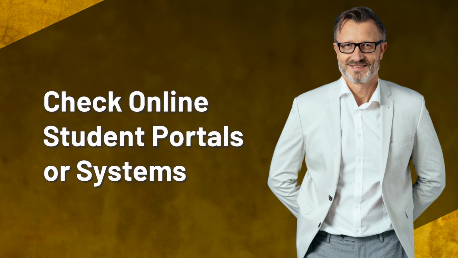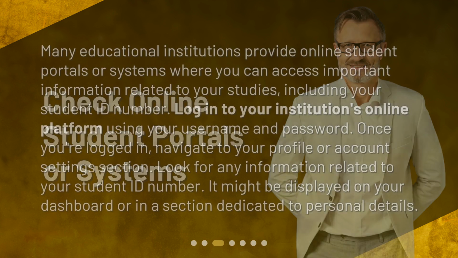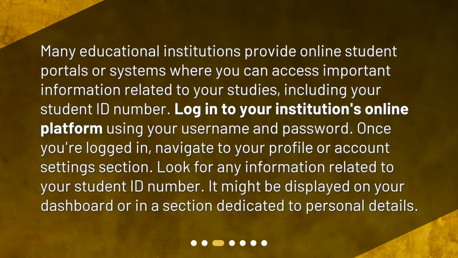Check online student portals or systems. Many educational institutions provide online student portals or systems where you can access important information related to your studies, including your student ID number. Log in to your institution's online platform using your username and password. Once you're logged in, navigate to your profile or account settings section. Look for any information related to your student ID number. It might be displayed on your dashboard or in a section dedicated to personal details.